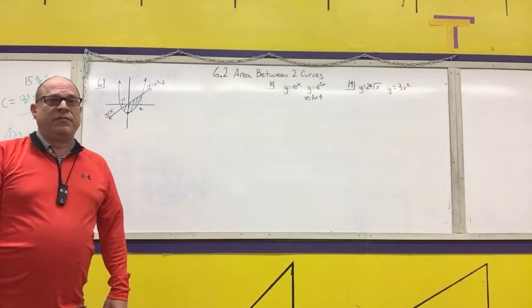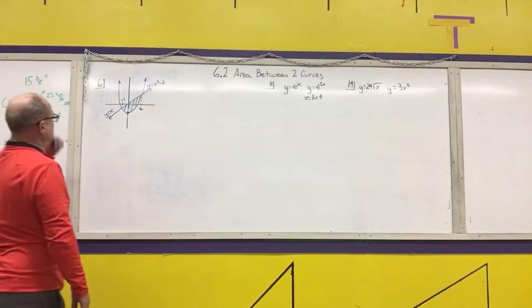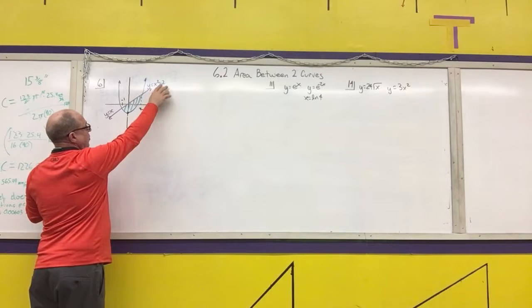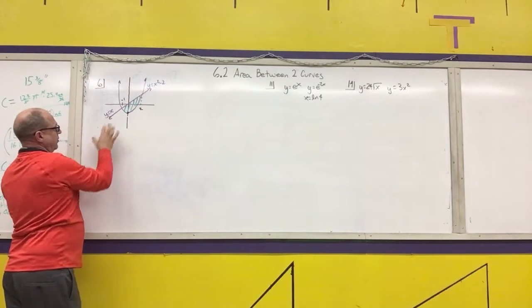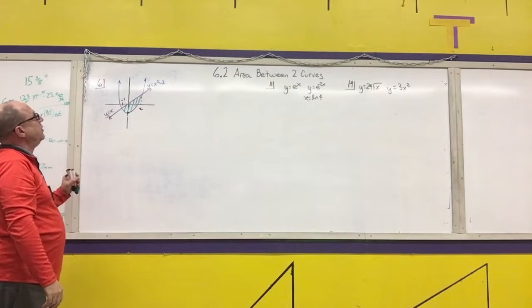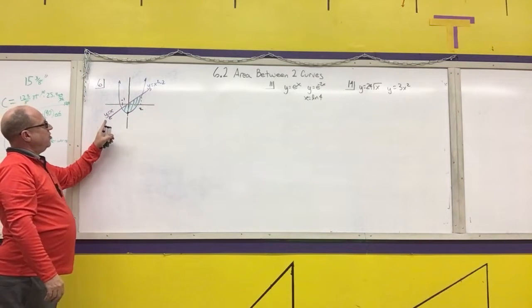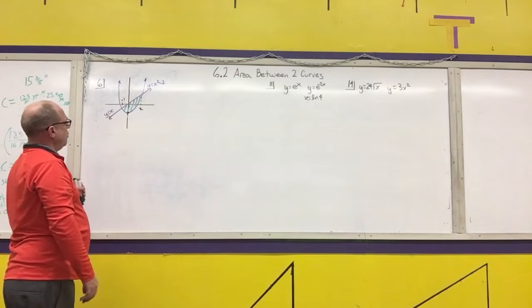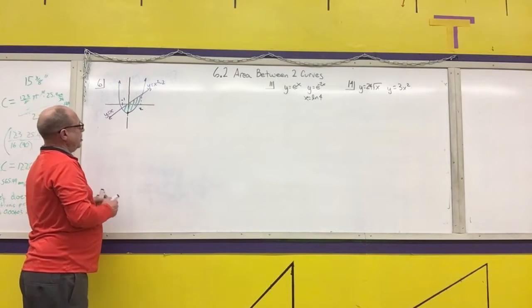The first example I'm going to do for section 6.2 is problem number 6. They give you the graph of y equals x squared minus 2, which is the parabola, and the graph of y equals x, which is the line. And they want to know the region bounded between the two curves.